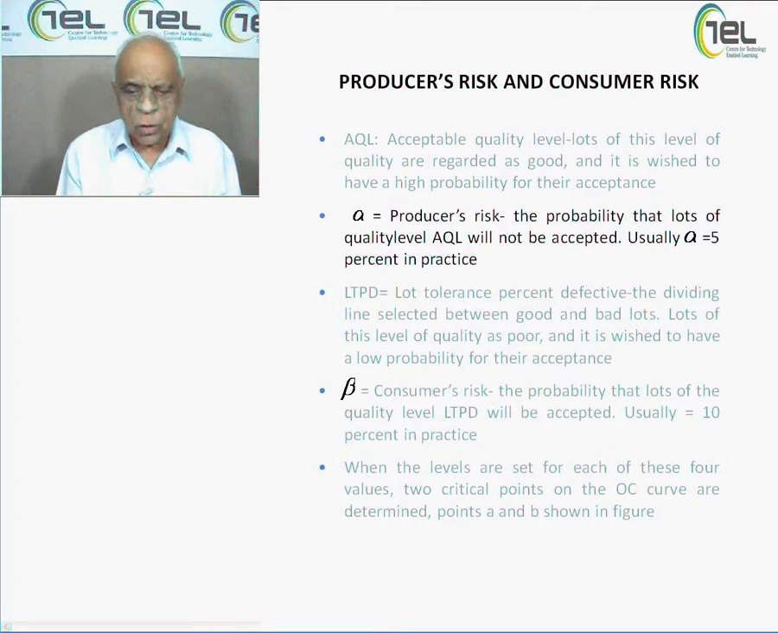Usually alpha is equal to 5% in practice here. That is the figure that has been taken. So we must see that the producer risk and the probability of lots of the quality level concerned being rejected must be minimized, so that we get a quality product.